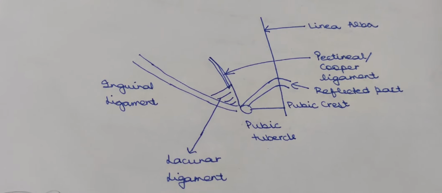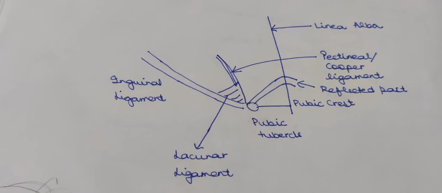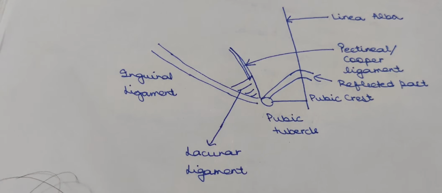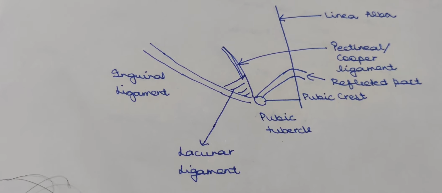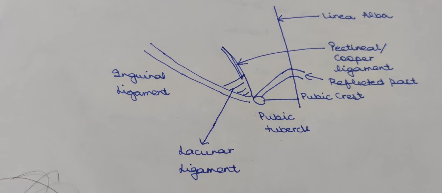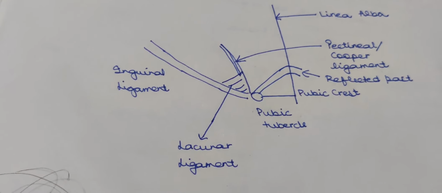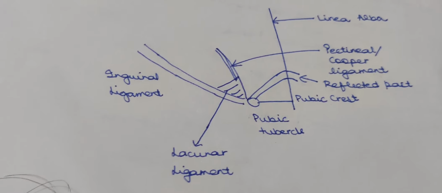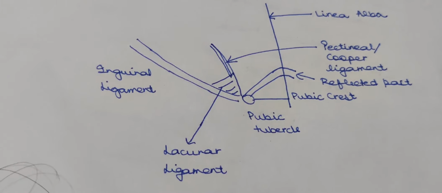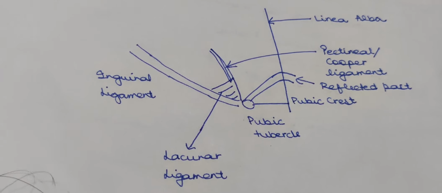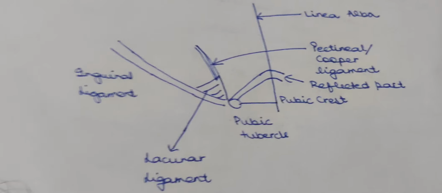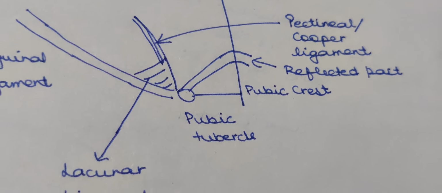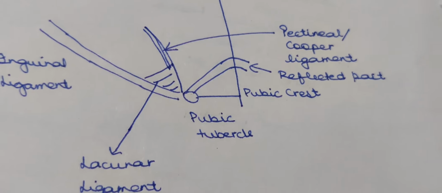The inguinal ligament arises from the pubic crest and joins the iliac crest. Then this inguinal ligament gives off a triangular ligament known as the lacunar ligament, and this lacunar ligament gives a projection posteriorly known as the pectineal ligament or the Cooper ligament. There is also a reflected part of the inguinal ligament given posteriorly, medially and upwards.